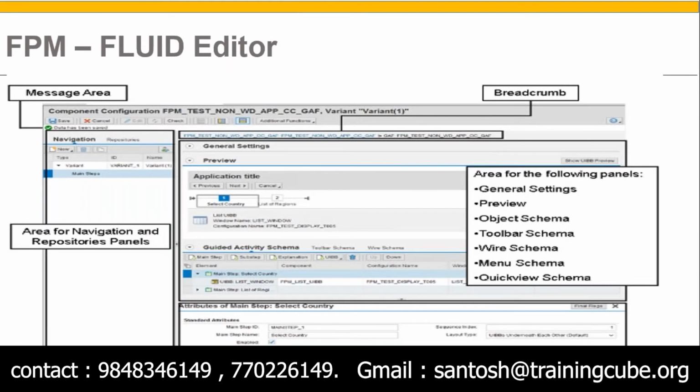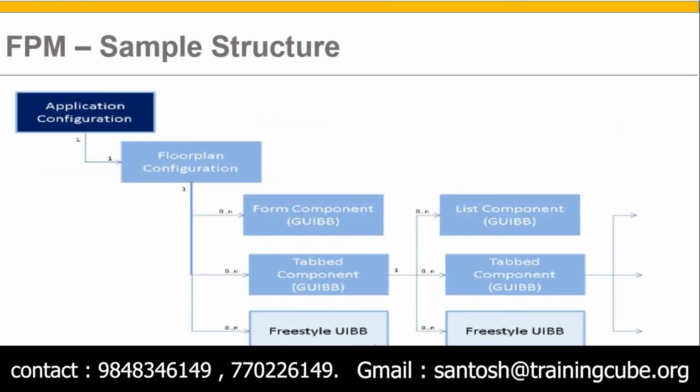And this is the fluid data. This is how it will look. On the left hand side, it would be a navigation area. On the right hand side, it would be the previews of various sections, like we have general settings, previews, object schema, and toolbars. And the bottom one would be the attribute panel. And this is the sample structure of FPM. The same structure will be used in MDG with very slight changes, but ultimately the structure has to exist.